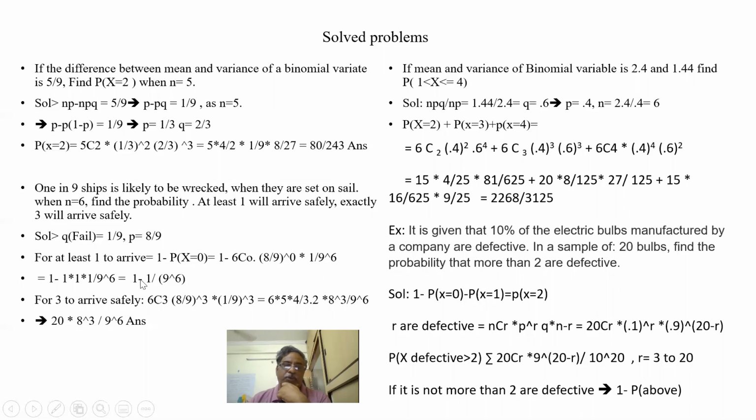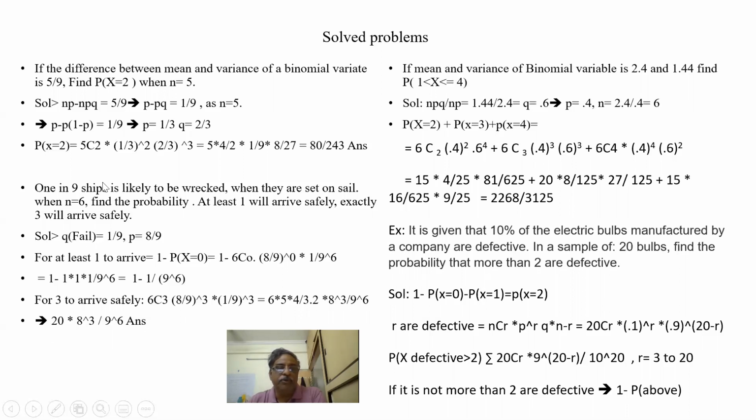For exactly 3 to arrive safely, 6C3, 8 by 9 whole cube, 1 by 9 whole cube. Finally, the bottom will be 9 to the power of 6, into 8 cubed. 6C3 is 20, so 20 into 8 cubed by 9 to the power of 6 is the answer. We have to simplify this: 6, 5, 4 by 3, 2, 1 cancels to 20. So this is 20 into 8 cubed by 9 to the power of 6. We have to write it in the smallest terms.